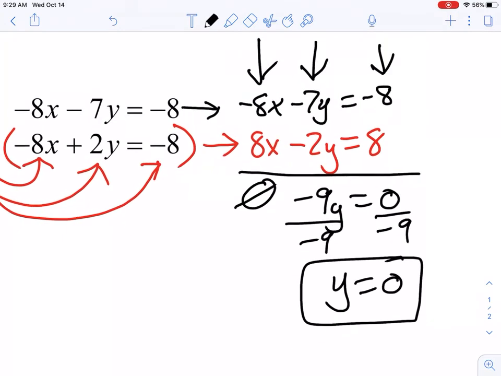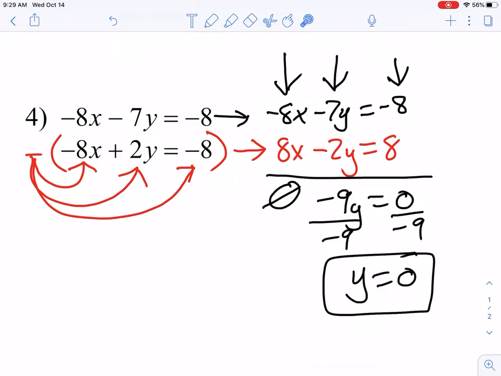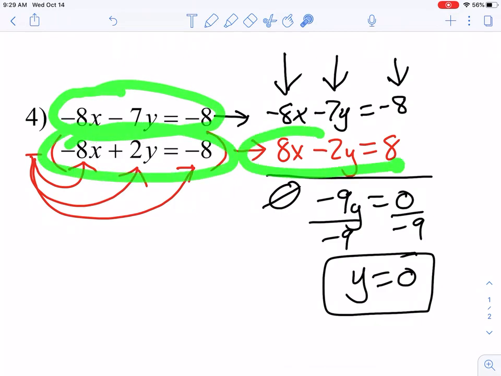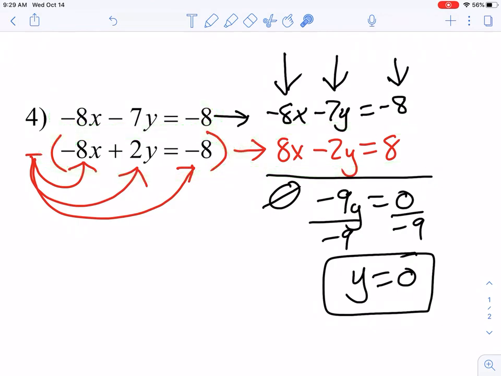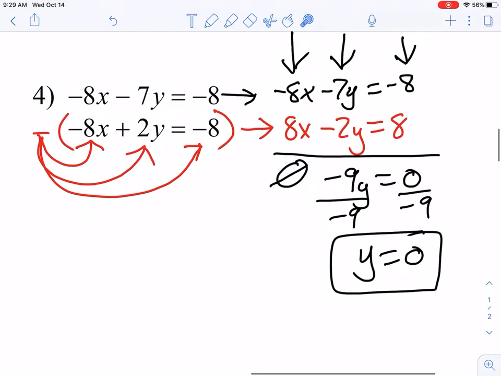I found what y is. Now I have to plug it in to find x. I can plug it into my top equation, my bottom equation, or my equation that I changed. Doesn't matter as long as I write it down correctly and I plug the number in for the correct variable. So this one's for y. So I'm going to choose my bottom equation again, and I'm just going to write that down here.